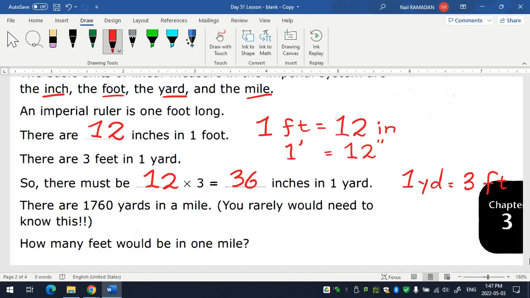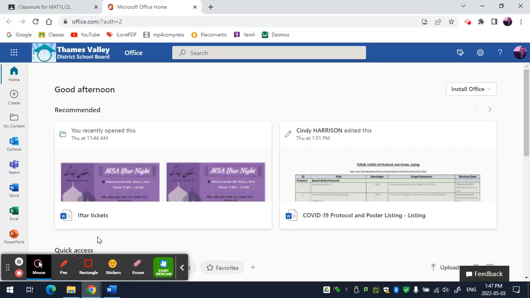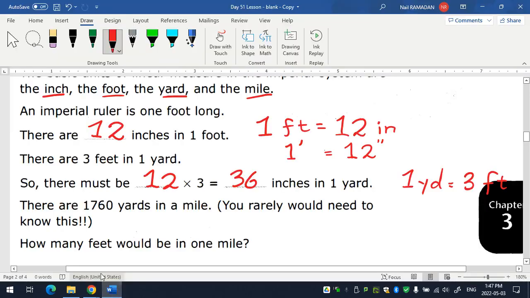Okay, expand even more. Let's go to a mile, which is the biggest imperial unit. How many yards in a mile? 1,760 yards make up 1 full mile.